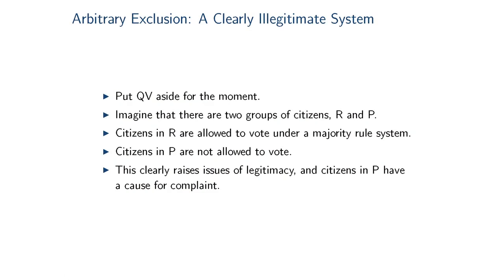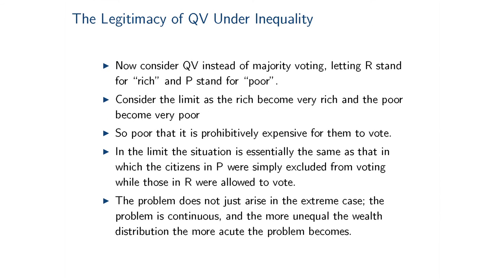Okay, so let's put QV aside for the moment and imagine that there are two groups, R and P. Citizens in R are allowed to vote under a majority rule system. Citizens in P are simply excluded from voting. If there was no reason for this, this would clearly raise issues of legitimacy, and citizens in P would have a cause for complaint against this system. That illustrates what we have in mind. Let's finally apply this idea to QV. We could now think about QV instead of majority voting, and we could let R stand for rich and P stand for poor in the previous example.